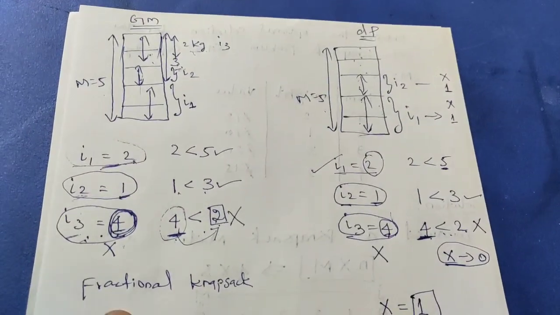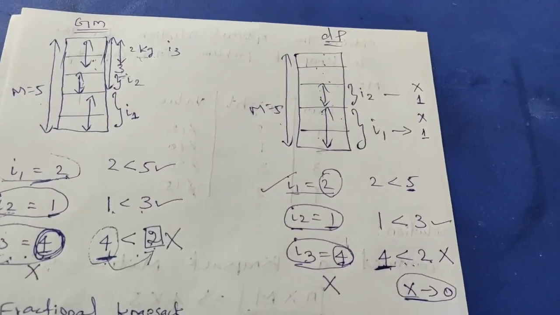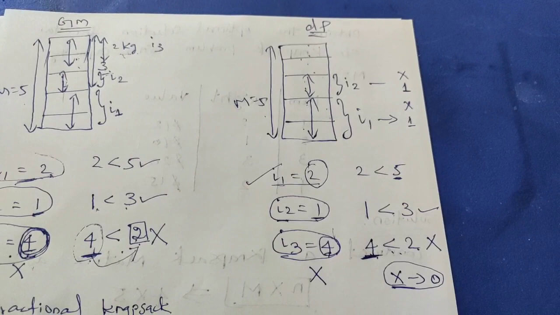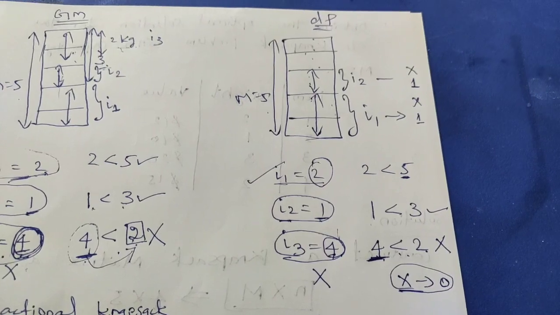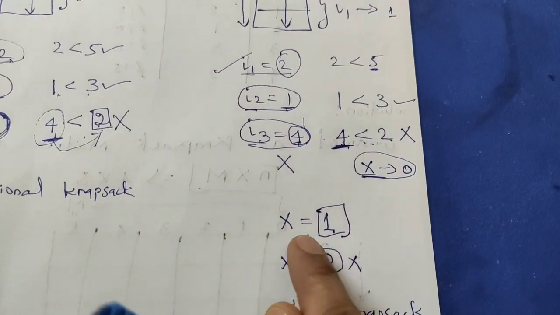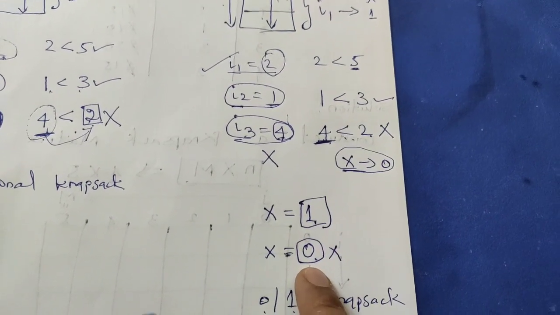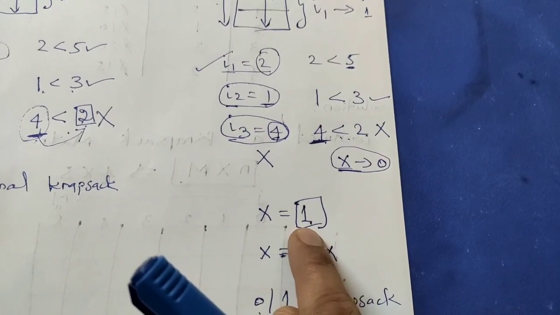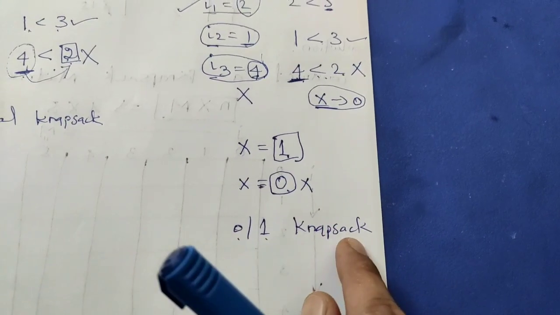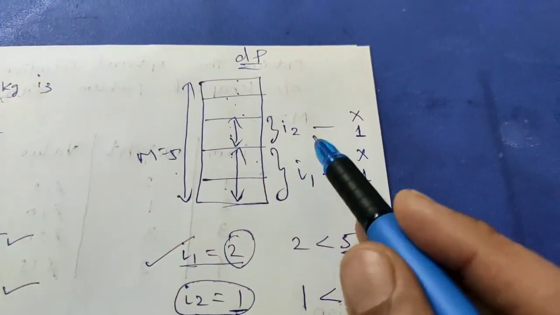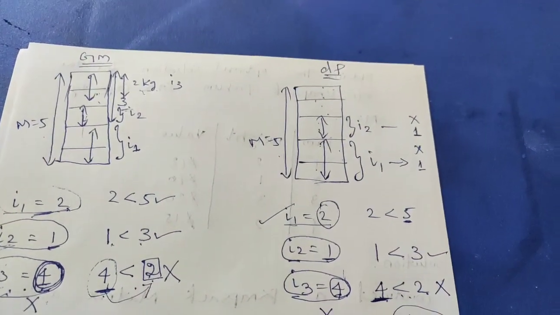In the greedy method, we will find the fraction of the item and include it into the knapsack based on the remaining capacity. But in dynamic programming, you have to include the item completely. You cannot include a fraction of the item. So if you are including the complete item, you have to set the X value as 1. If you are not including it, the X value should be set as 0. So 1 indicates include completely, 0 indicates leave it completely. So it is named the 0 by 1 knapsack problem using dynamic programming. This is the difference between the greedy method knapsack and the dynamic programming knapsack.